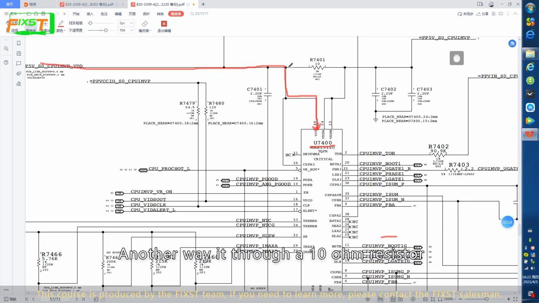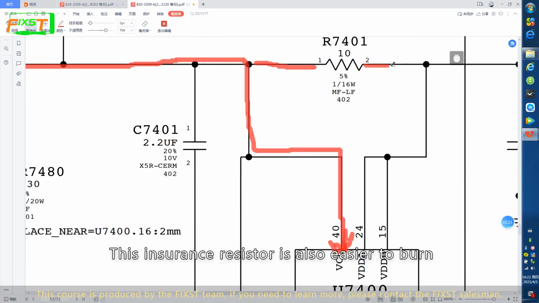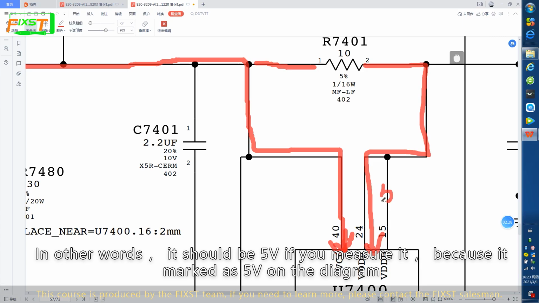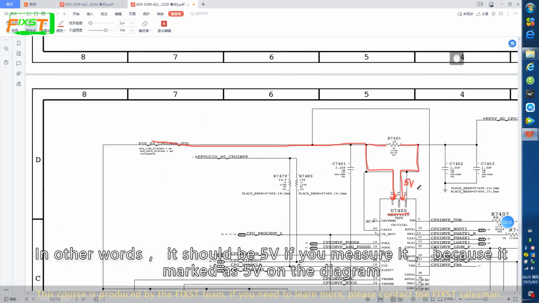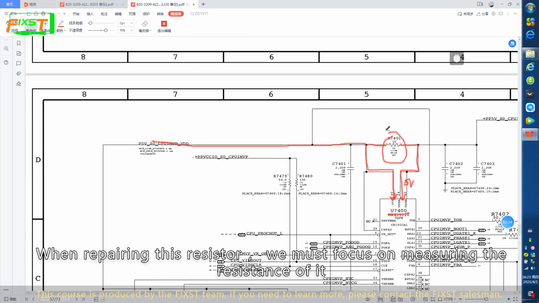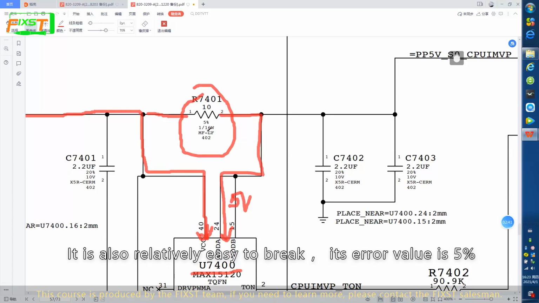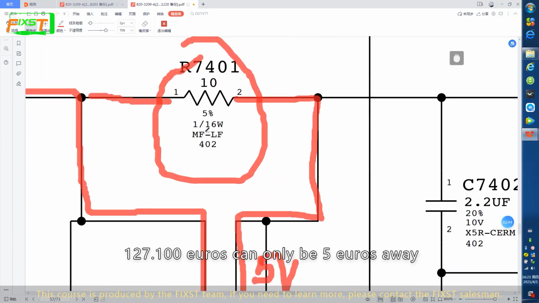Another way is through a 10 ohm resistor. This insurance resistor is also easier to burn, then it is sent to the 24-pin and 15-pin of our chip. In other words, it should be 5V if you measure it, because it's marked as 5V on the diagram. When repairing this resistor, we must focus on measuring its resistance. It is relatively easy to break. Its error value is 5%. 100 ohm can only be 5 ohm away. For 10 ohm, we accept down to 9.5 ohm. This resistor cannot be shorted.